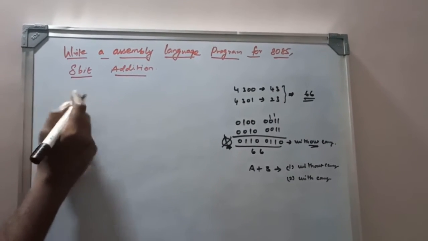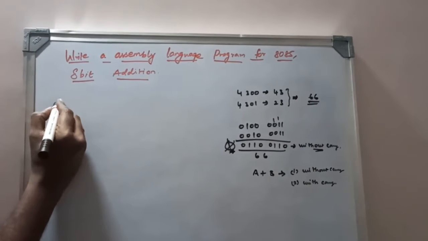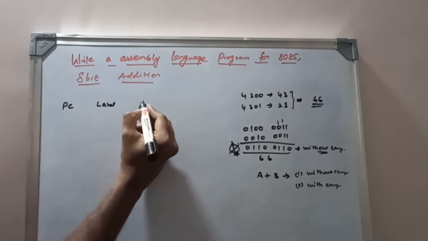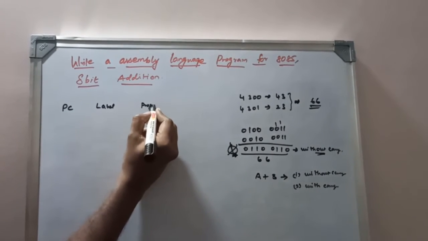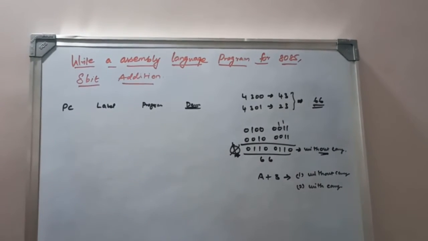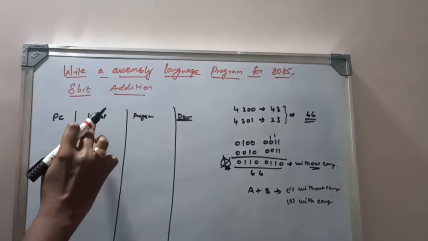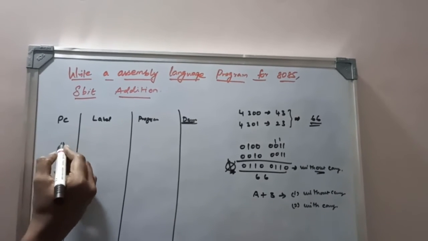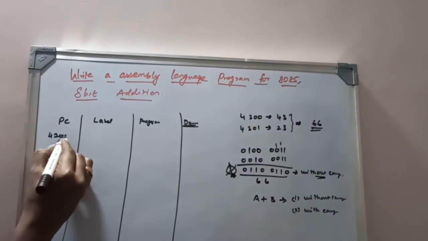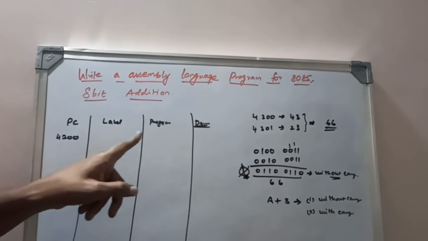In this program you can divide the table into 4 columns. The first column represents the program counter value, the second column the label name, the third column the program code, and the fourth column the description. The description you can write if you need, or otherwise just ignore. First you set the program counter address location, 4200, which is the origin of the program. This address location represents the instructions.